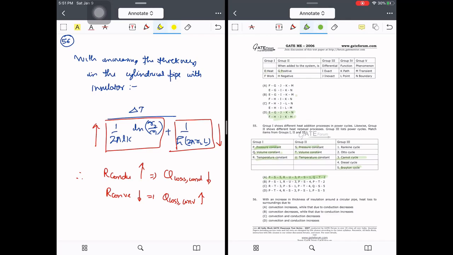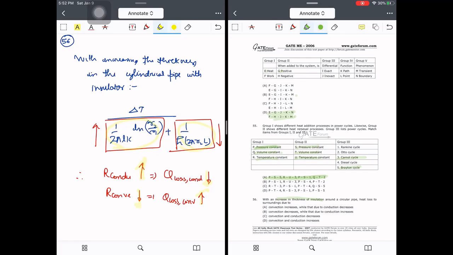Now question 56. With an increase in the thickness of insulation around a circular pipe, heat loss to the surrounding is due to what? Here is the explanation. With increasing thickness of the cylindrical pipe, there are two resistances acting. First, the resistance due to conduction, and second, the resistance due to convection to the outer atmosphere. R conduction increases. When R conduction increases, Q loss decreases. When R of convection decreases, the Q loss due to convection increases.